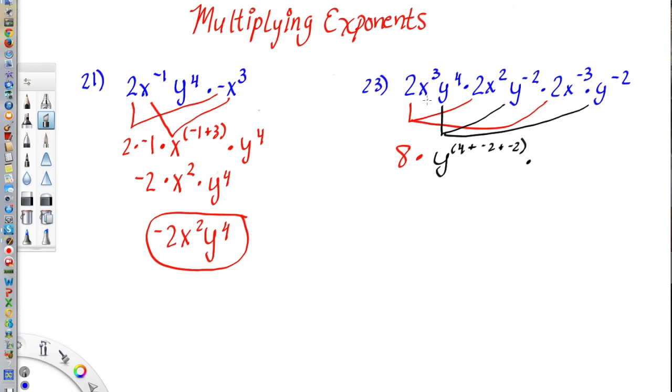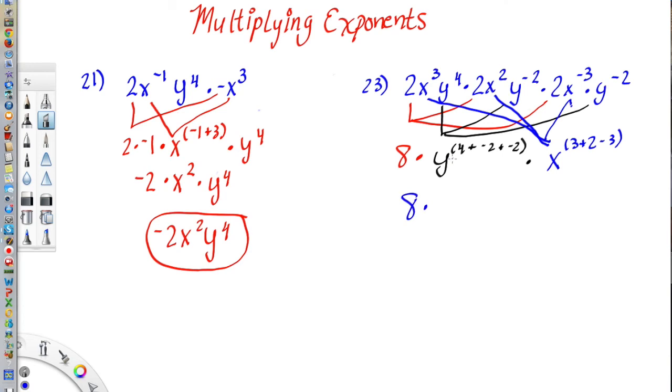Now I've got x's. I've got an x there, an x there, and an x there. Here I have x to the third power, then I've got x to the second power, and I've got x to the negative third power. Okay, when I add this up, let's bring it all down.